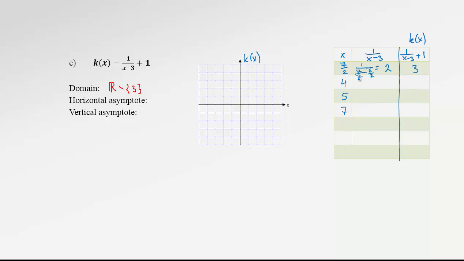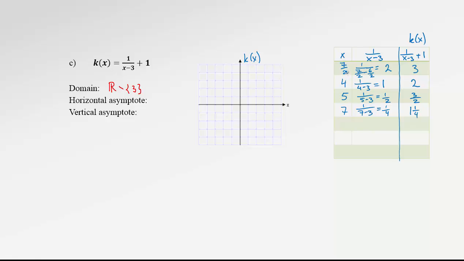Now, 4. 1 over 4 minus 3. Oh, that's the same as 1. In the next column we add another 1, so it's 2. 5. 1 over 5 minus 3. It's 1/2, right? 1/2 plus 1 gives us 3/2. 7. 1 over 7 minus 3. That's 1/4. 1/4 plus 1 is 1 1/4. That should be good enough to graph.